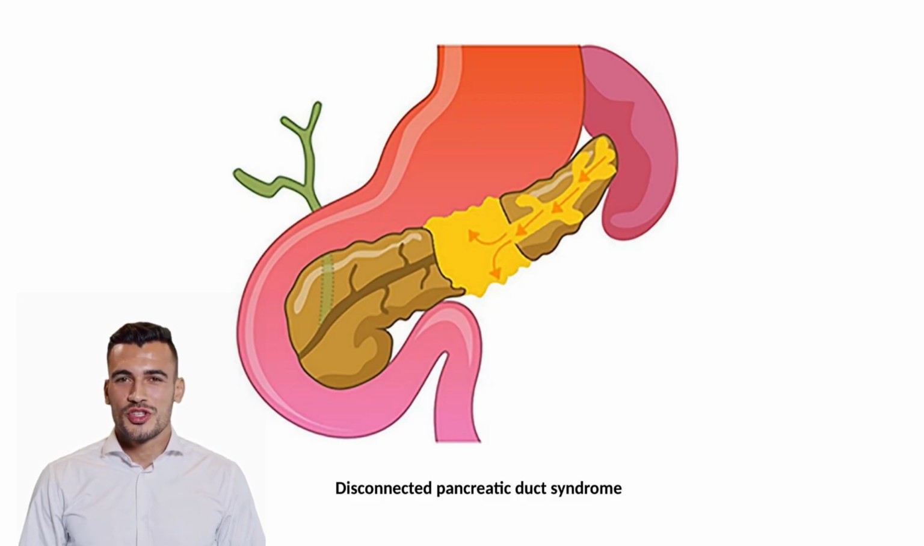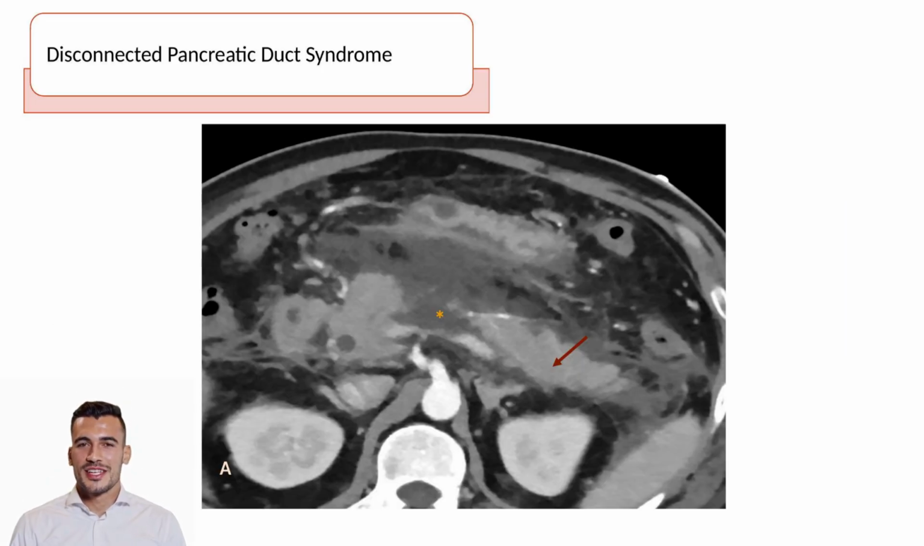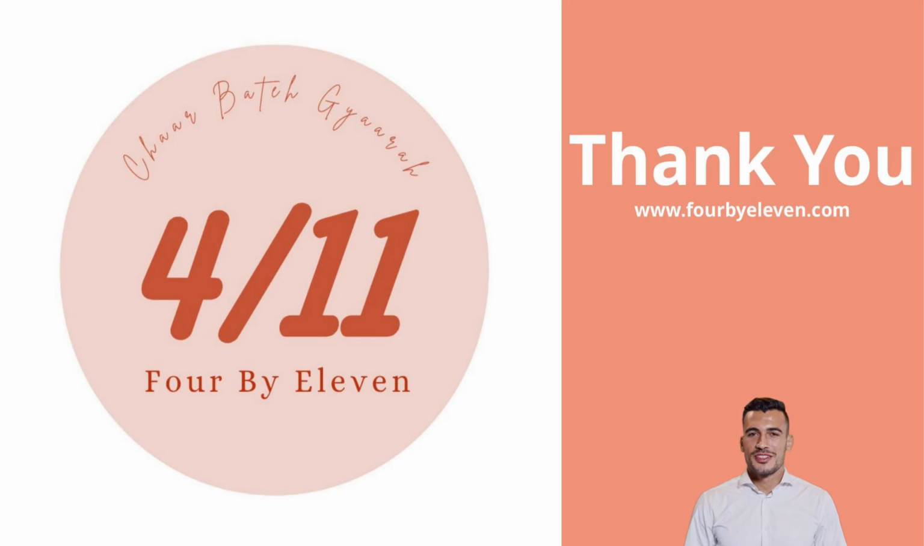Here is an illustration showing disconnected pancreatic duct syndrome. The necrosis disrupts the continuity of the pancreatic duct, and thus there is impaired drainage and persistent leakage of pancreatic fluid. Here is another CT showing a disconnected pancreatic duct marked by the yellow asterisk. The distal pancreatic parenchyma marked by the arrow cannot be drained effectively, thus causing leakage of secretions.